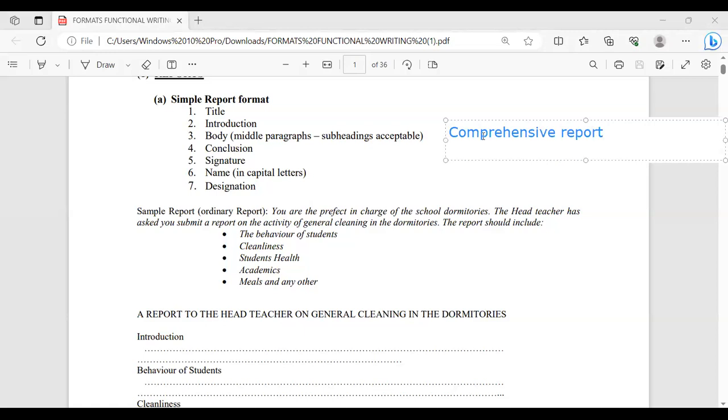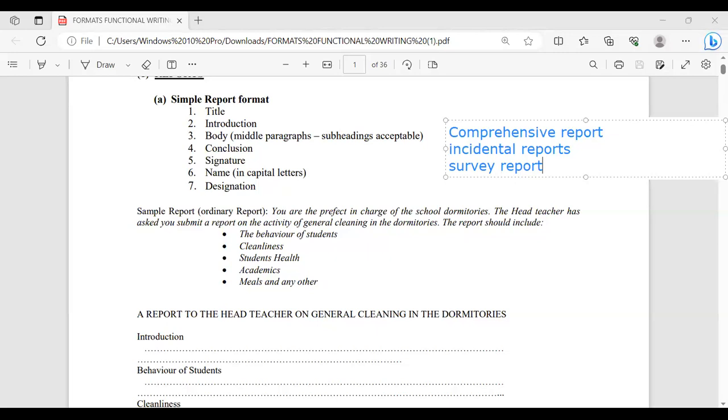We have the incidental reports, and then we have what we call the survey report. Now, your understanding of the question is what guides you on what kind of report you have to write. A comprehensive report is giving details, but you're looking at different categories of things that you have to report about. For example, we have a question here.